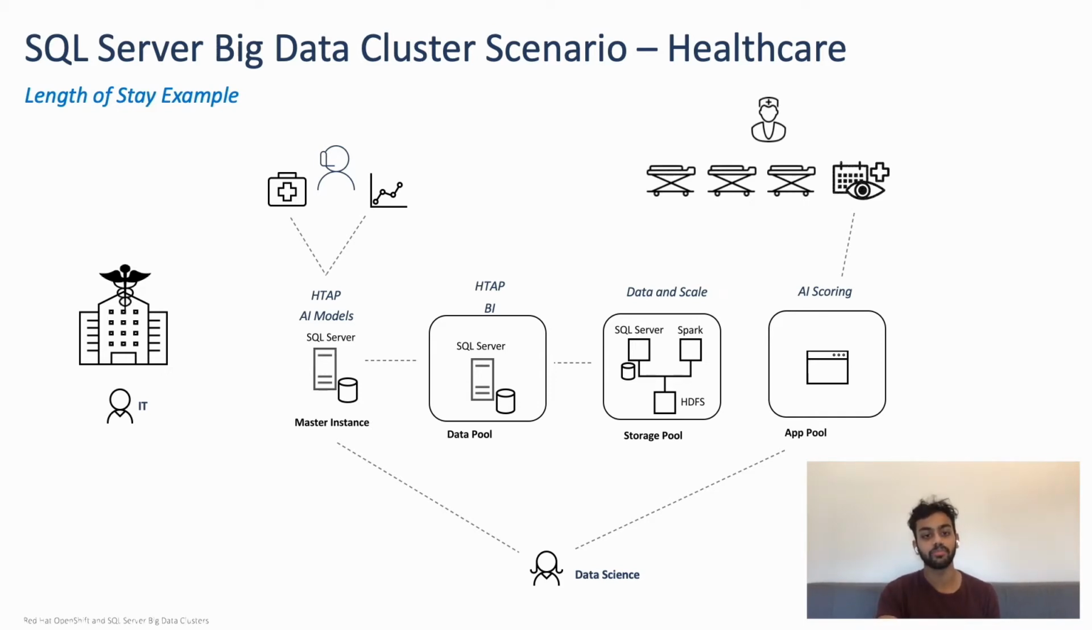So the data scientist has a few ways to interact with the big data cluster. They could interact with the master instance, they could interact with the storage pool, they could interact with the application pool, all for different reasons. Primarily with the master instance and the storage pool, the data scientist is trying to get and use the data that's in the system.